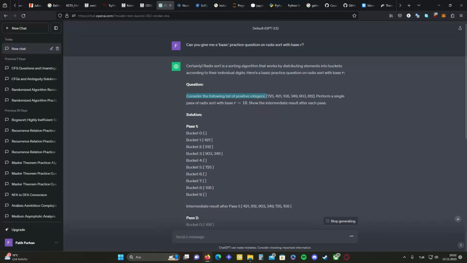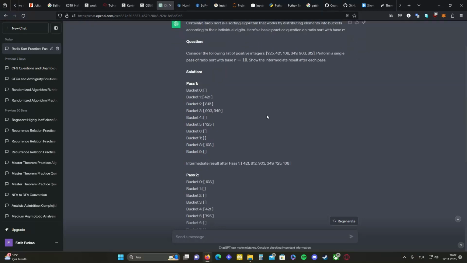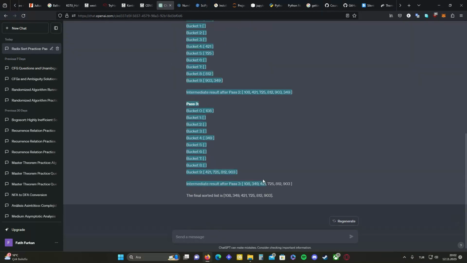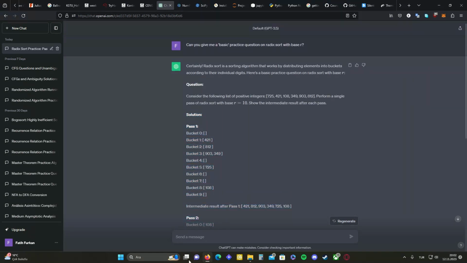Consider the following list of positive integers. Perform a single pass of Radix sort with base R10. Show intermediate results after each pass. But it gives us a solution. Let me ask, can you give me another one?